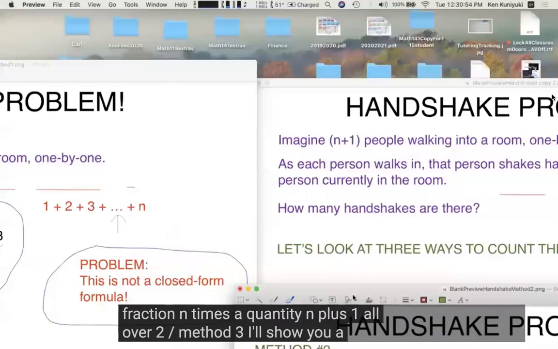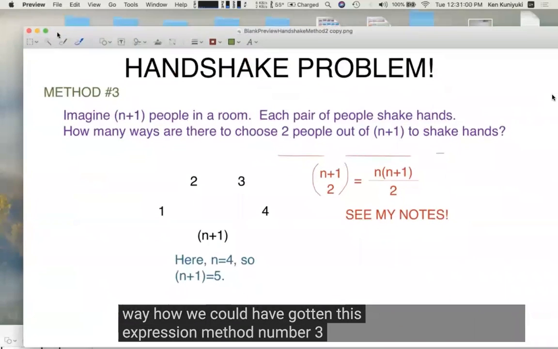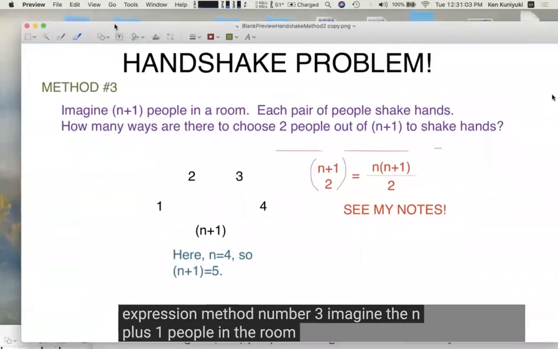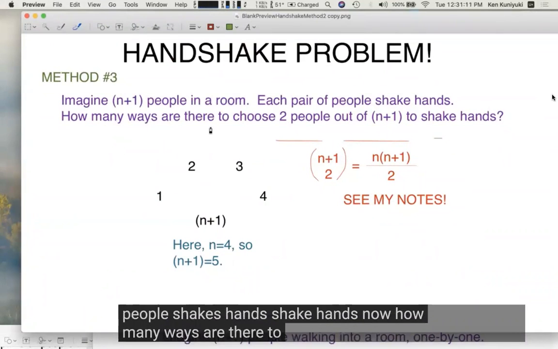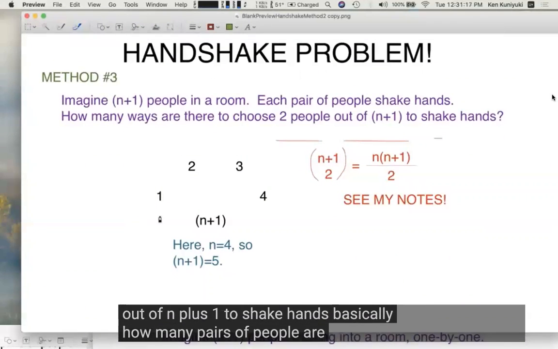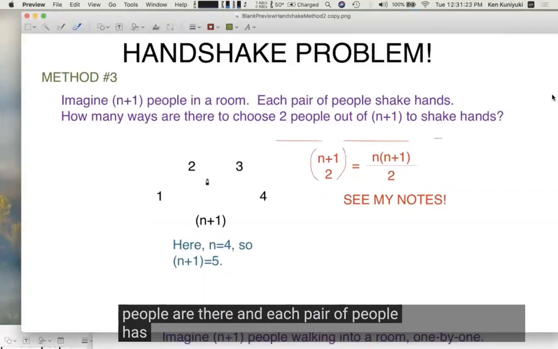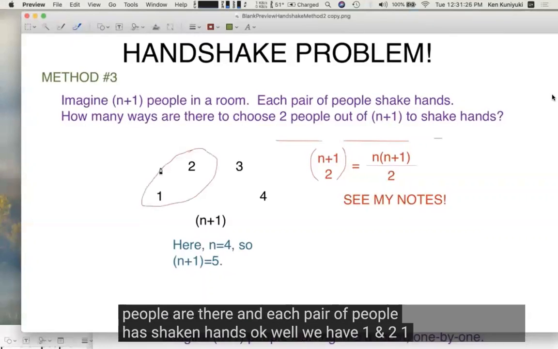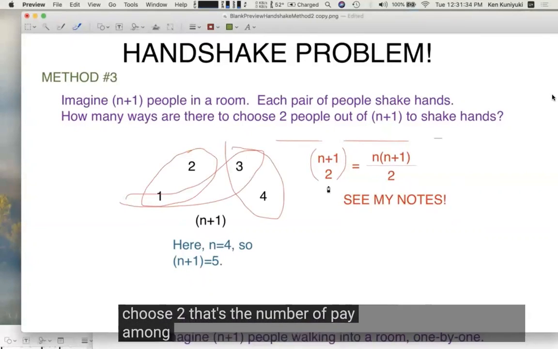For method 3, I'll show you a second way we could have gotten this expression. Method number 3: imagine the n plus 1 people in the room. Each pair of people shake hands. Now, how many ways are there to choose 2 people out of n plus 1 to shake hands? Basically, how many pairs of people are there in this group of 5? Each pair has shaken hands. We have 1 and 2, 1 and 3, 3 and 4, and so forth. N plus 1 choose 2. That's the number of pairs among the n plus 1 people.